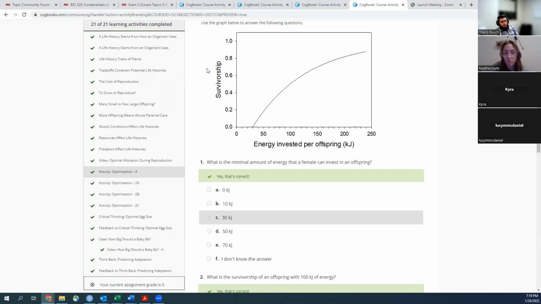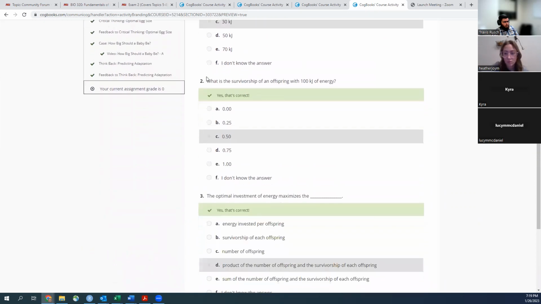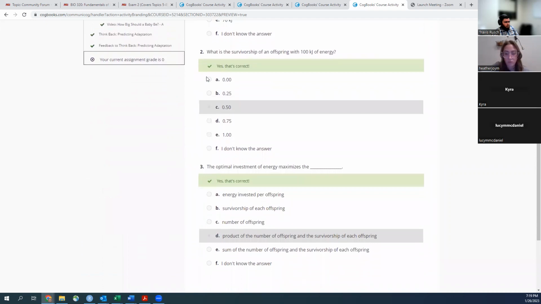Okay, so for question 3, I think the answer was the product of the number of offspring and survivorship. Is that like the mom and the offspring also survive? No, this is the survivorship of each offspring. Okay, so this is concerning both of the offspring.